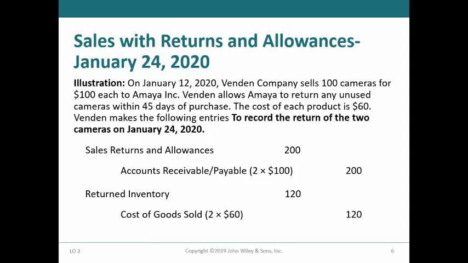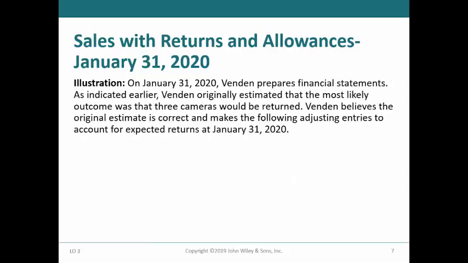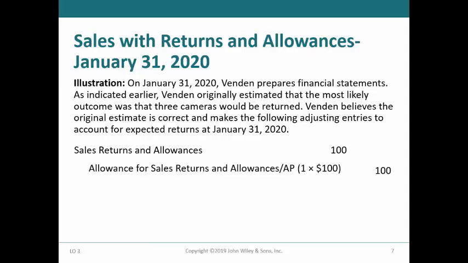inventory of new cameras. On January 31st, 2020, Vendon will need to record the estimated sales returns and allowances for the 1 camera still expected to be returned. To make these entries, Vendon would debit sales returns and allowances for $100 and credit either allowance for sales returns and allowances if the cameras were purchased on account, or accounts payable if the cameras were purchased for cash. Vendon would also debit estimated inventory returns and credit cost of goods sold for $60.